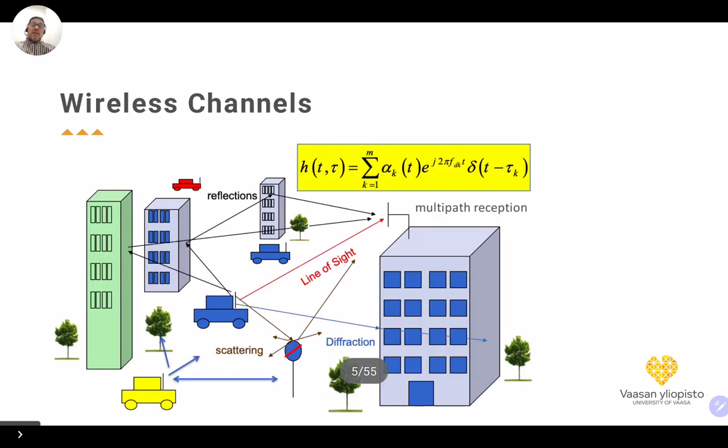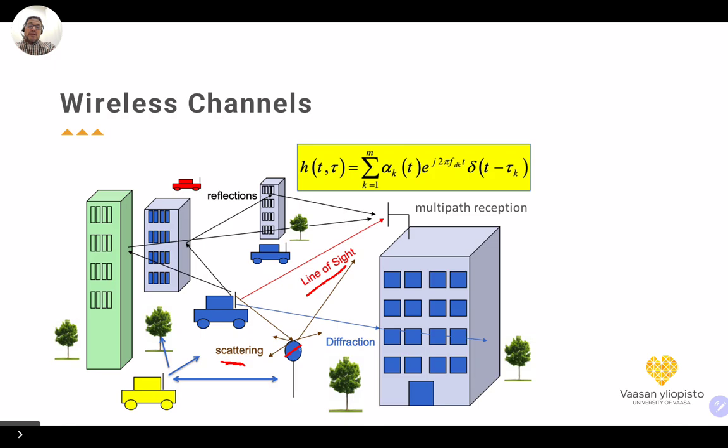When we talk about multipath profile, you can see here that we have three main ways that the rays could arrive at the receiver. It can be line of sight, so the signal comes directly from the transmitter to the receiver. Or it can be over multipaths, as you can see. It can be reflections, or diffraction, or scattering. So we have three, and the fourth one is the line of sight.